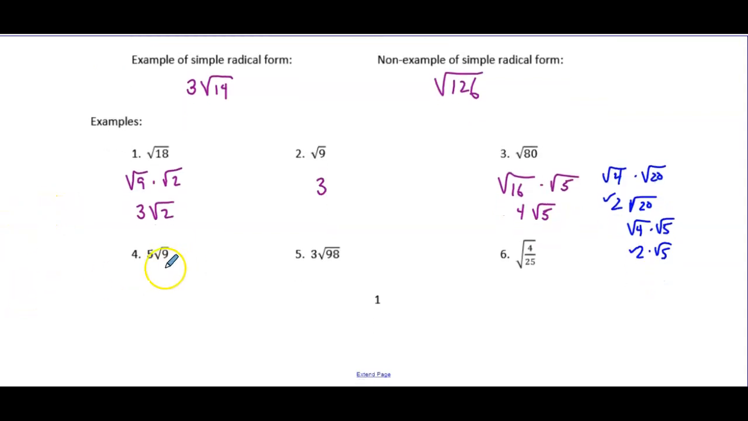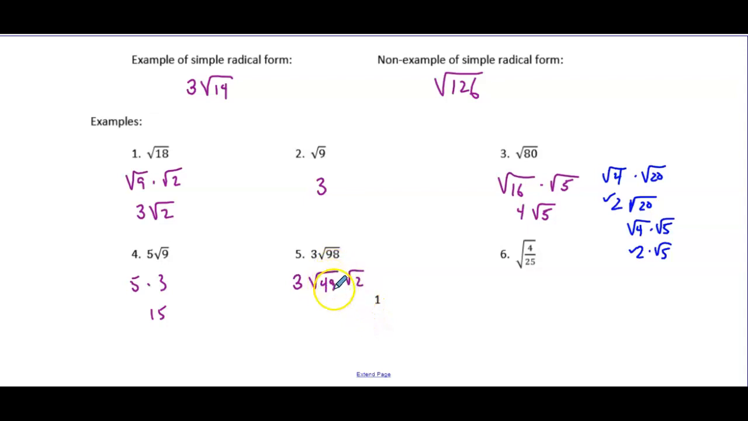All right, when you start with a number in front already, then that number would just be part of the answer. So if I simplify root 9, I get 3. And so 5 times 3 is 15. Root 98 is 49 times 2. So I can write this as root 49 times root 2.